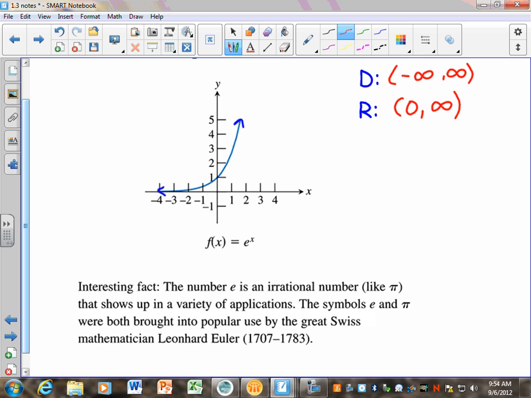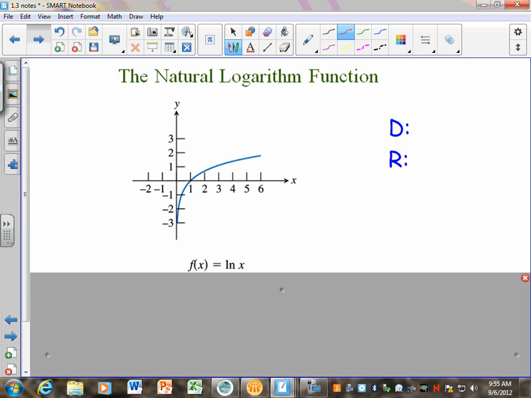When you talk about exponential, you also have to talk about the inverse of an exponential function, which is called a logarithmic function. Specifically, we're going to talk about the natural logarithmic function. Again, we talked about this last year. I think it was chapter 8. We'll do it again this year.